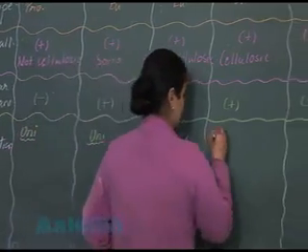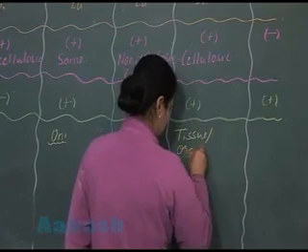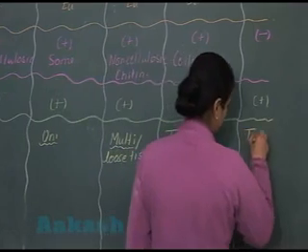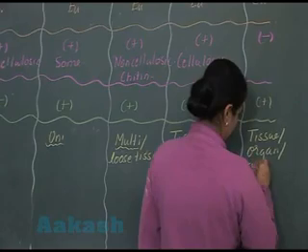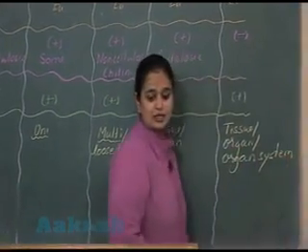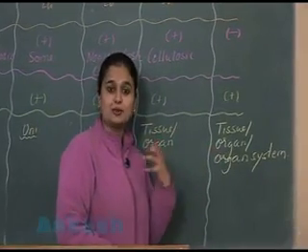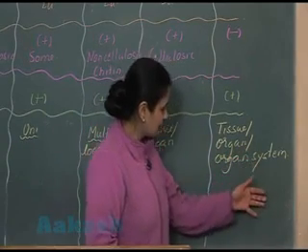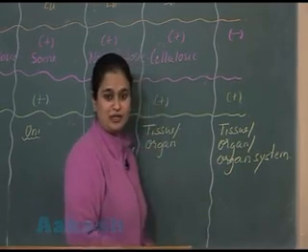Plantae, tissue level organization present. Along with that, there is presence of organ level organization. Animalia, tissue level, organ level as well as organ system level organization. So do you know what is organ? Organ is a group of tissues performing common function. Then what is organ system? That is an aggregate of organs, or group of organs, performing common function.